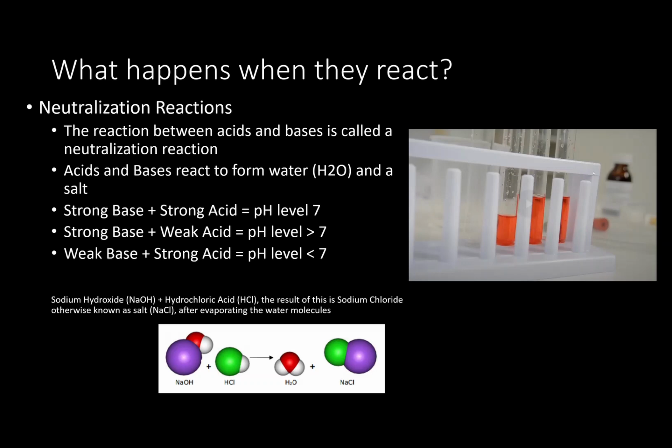An example of a neutralization reaction is on the bottom with a sodium hydroxide molecule and a hydrochloric acid molecule. So these react to form H2O and sodium chloride, what we know as salt. This salt will stay after you evaporate the water molecules. And on the side, we have a real representation of Bart's reaction between an acid and a base.